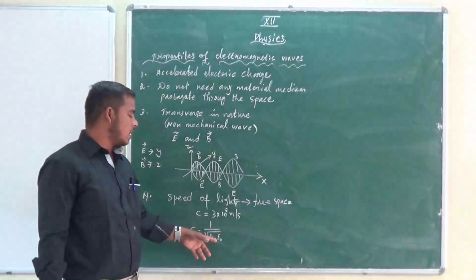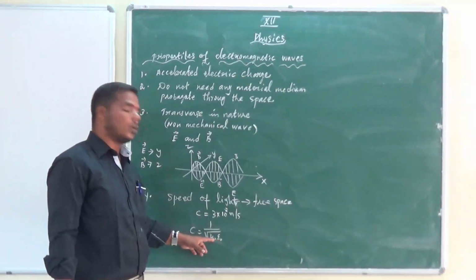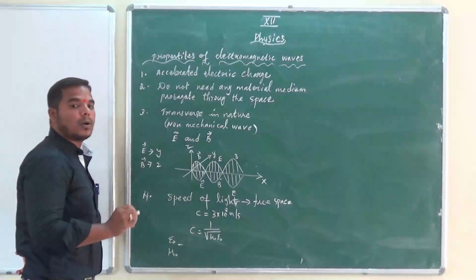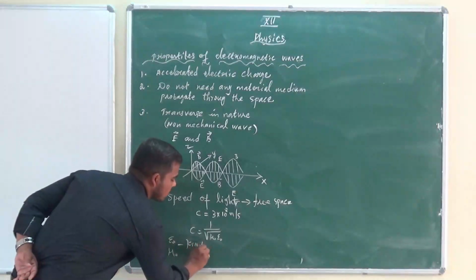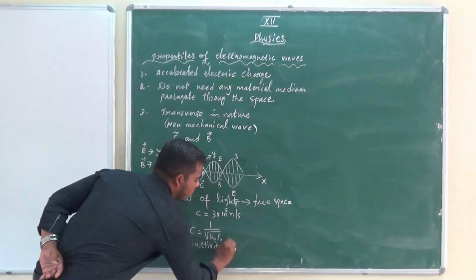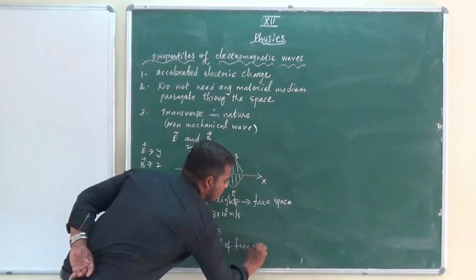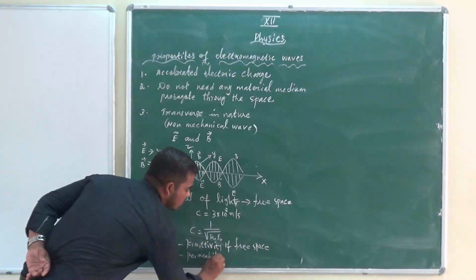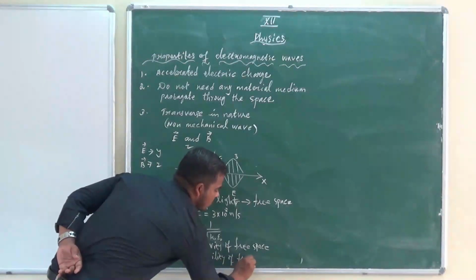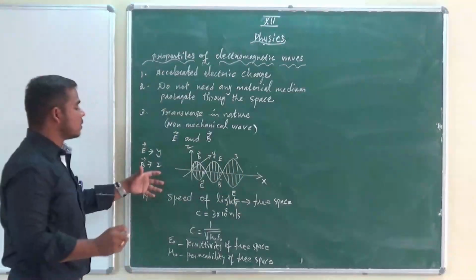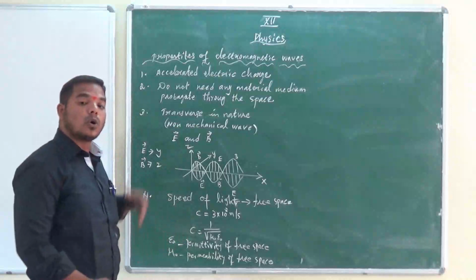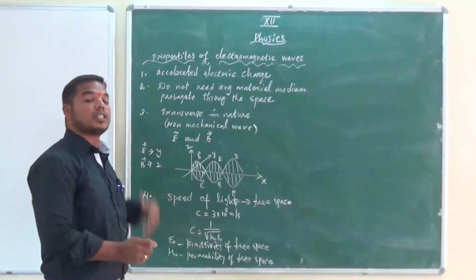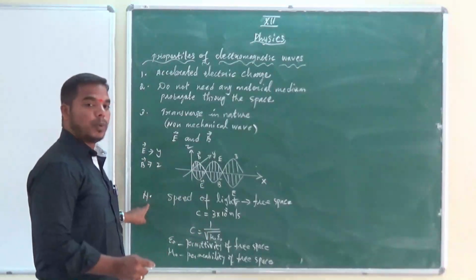Already in our first lesson, I explained what epsilon 0 and mu 0 are. Once again, I recall: epsilon 0 is the permittivity of free space, and mu 0 is the permeability of free space. This equation is very important, because many times questions are asked in JEE and NEET examinations using this relation. I will explain in the next class how questions are asked using this relation. This is the fourth point.